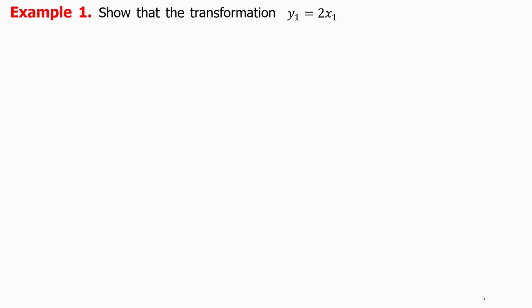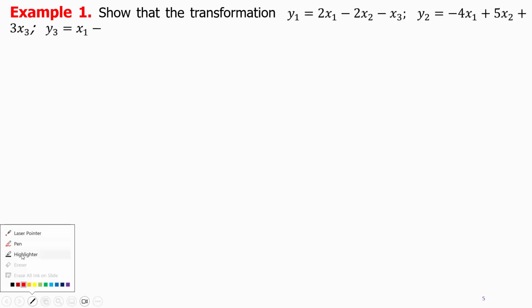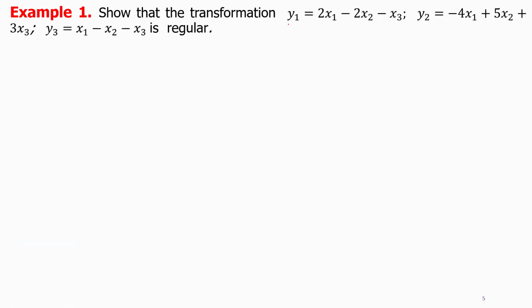Let us take an example on linear transformation. The question is, show that the transformation y1 = 2x1 - 2x2 - x3, y2 = -4x1 + 5x2 + 3x3, and y3 = x1 - x2 - x3 is regular.